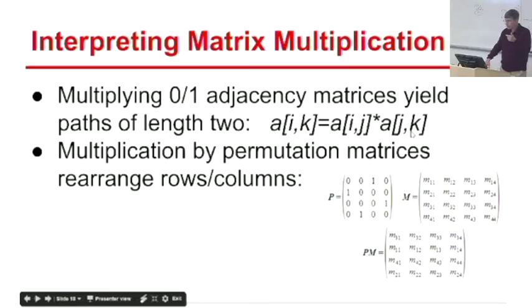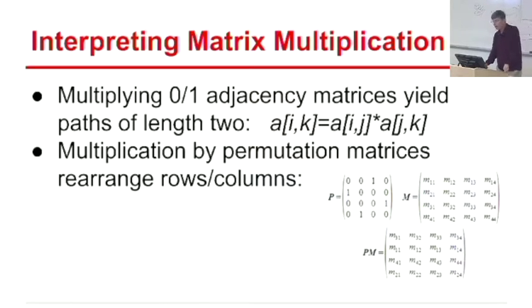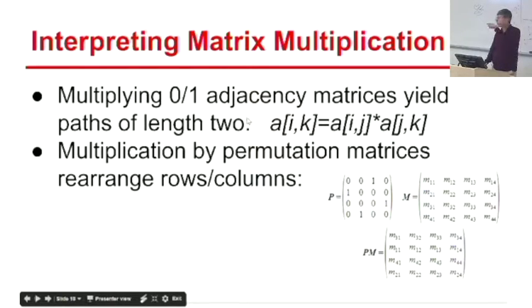When you take the adjacency matrix and you multiply it, the values that you're going to get are basically the number of paths of length 2 at each spot. Okay, so it tells you something about how networks work. Any questions?